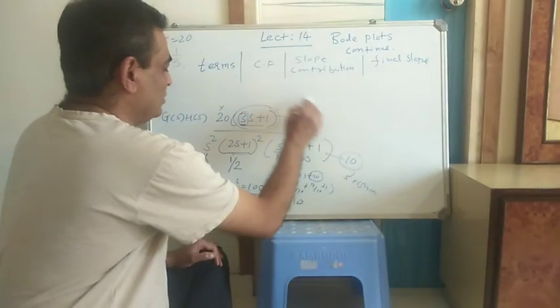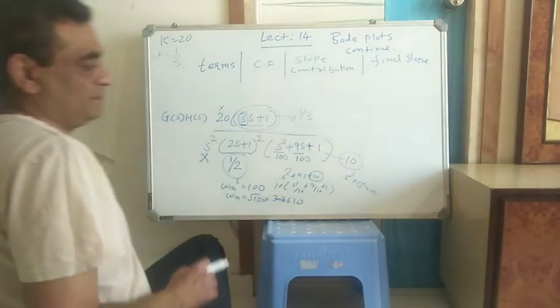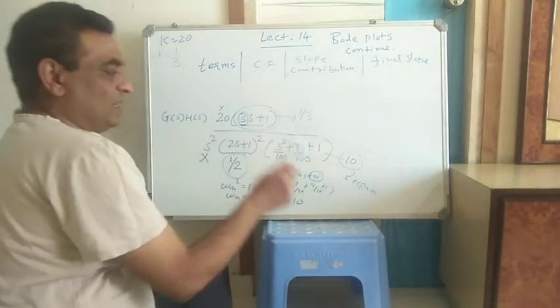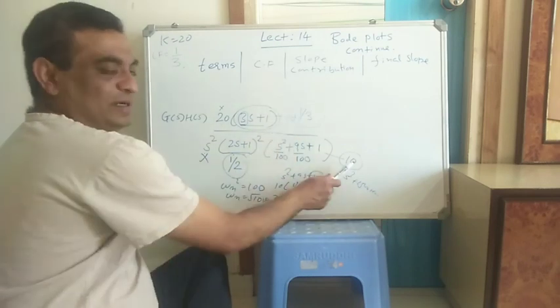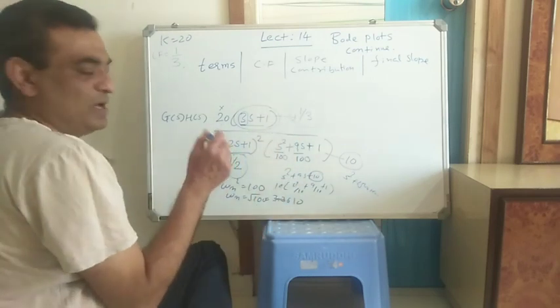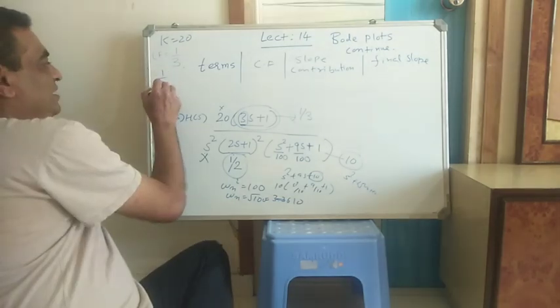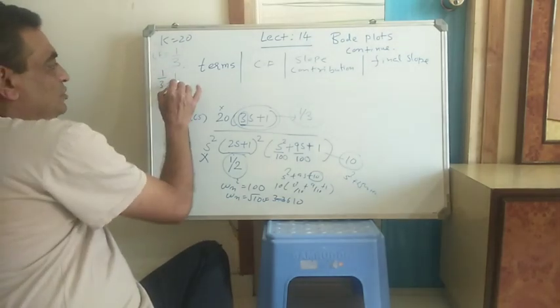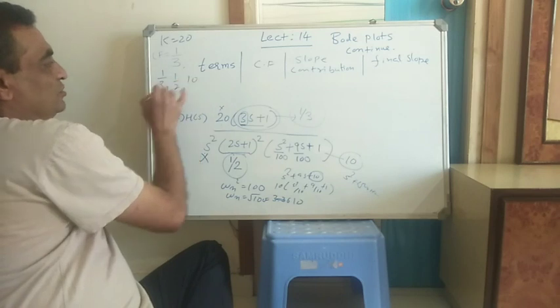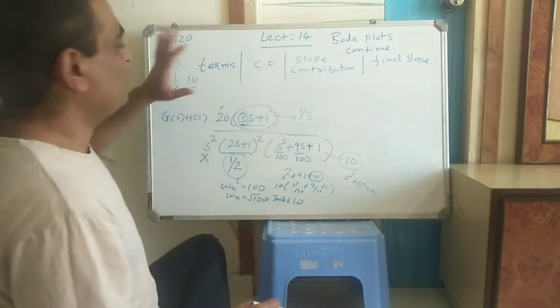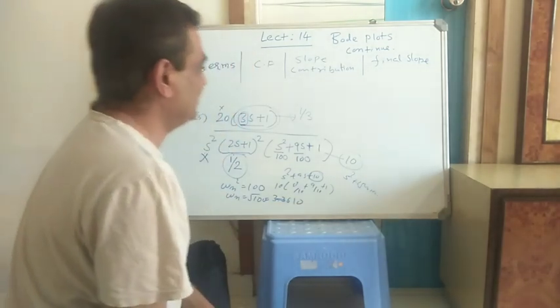So now these are the corner frequencies: 1 by 3, 1 by 2, 1 by 3, 1 by 2 and 10. I need to arrange them in ascending order. So the corner frequencies would be 1 by 3, then 1 by 2, then 10. This is the lowest corner frequency, and this is the highest. This is how I have rearranged the corner frequencies.